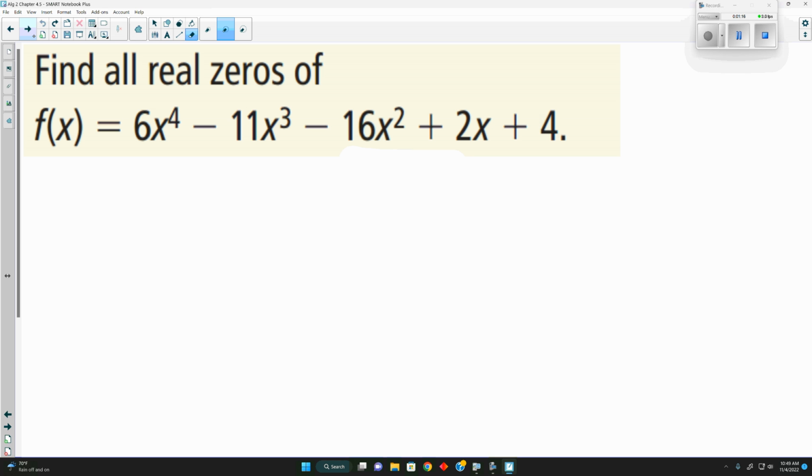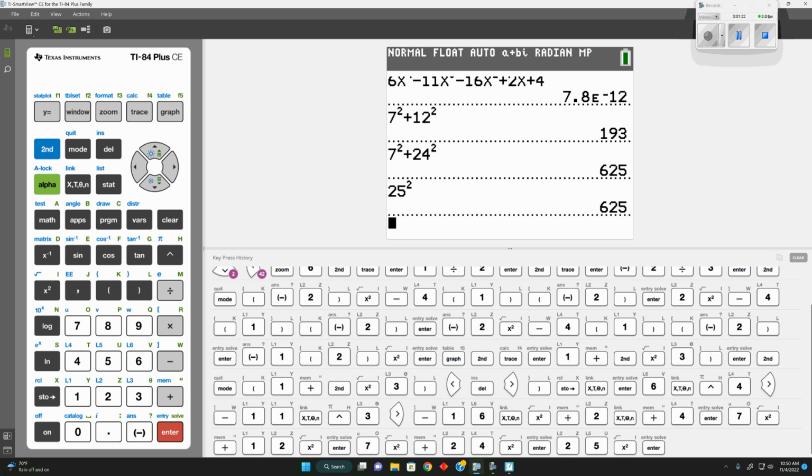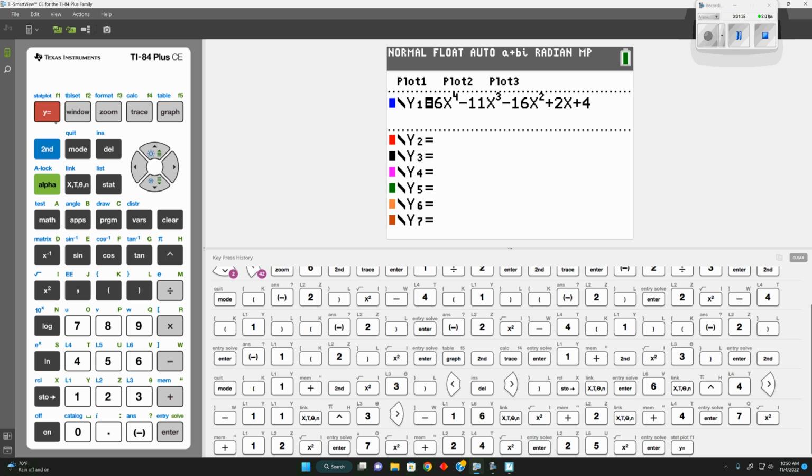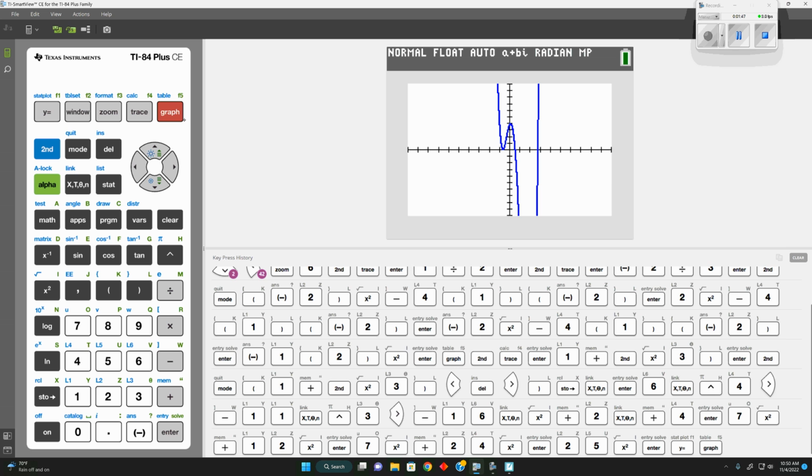So we need to take it down from a degree 4 to a degree 2, so we need at least 2. The first thing we can start off by doing is graphing it. We'll want to type it into the graphing calculator. If there's another function already there, you can clear it out, and then we'll type it in. So we'll have 6x to the 4th minus 11x cubed minus 16x squared plus 2x plus 4. And once we get it typed in, we can hit graph.